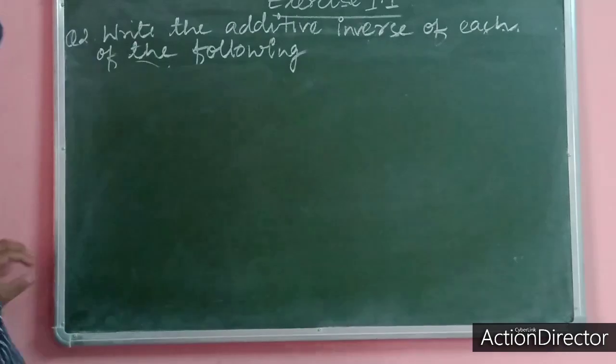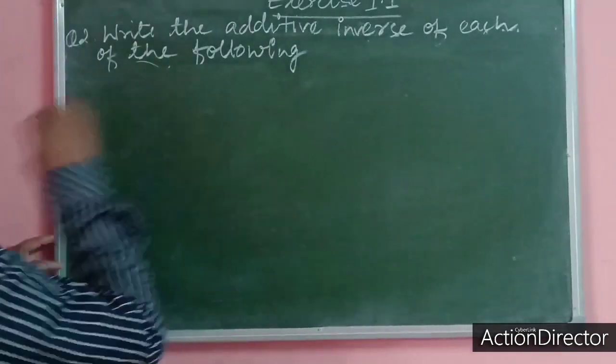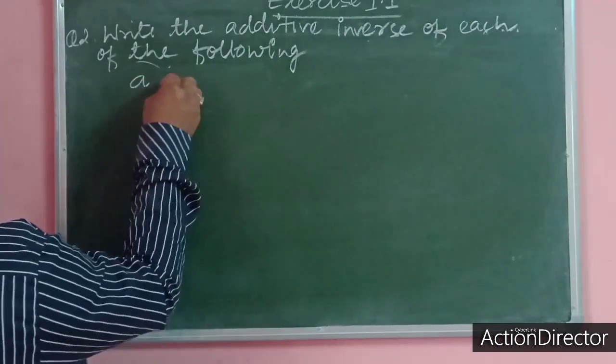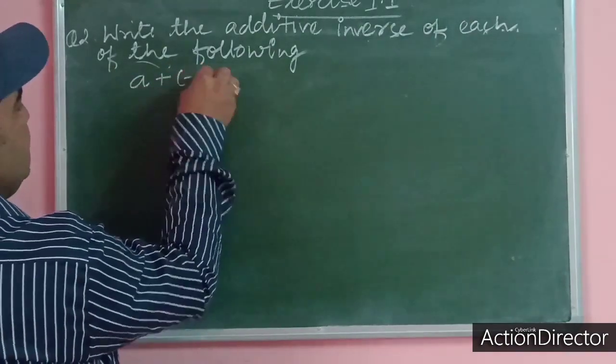Student, this is question number 2. Write the additive inverse of each of the following. We know that if the number is a, so what is its additive inverse? It is plus a, so its additive inverse is minus a.